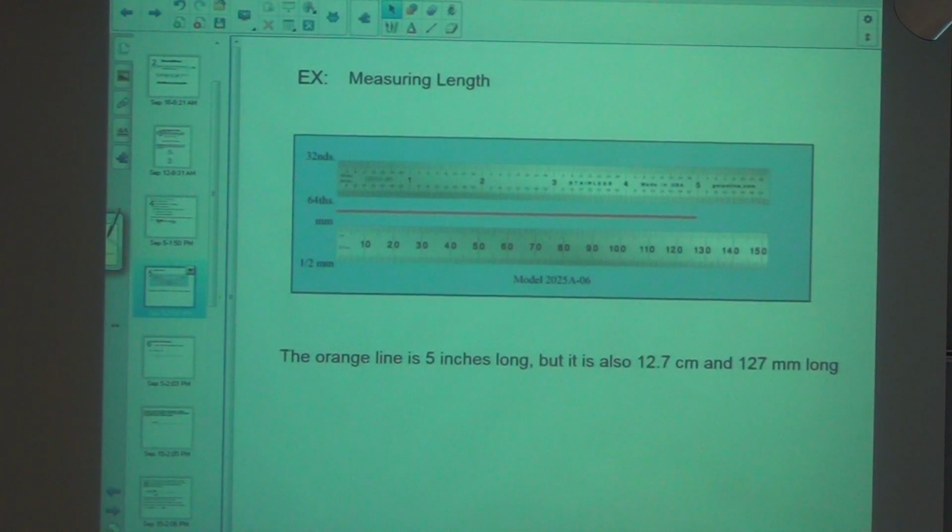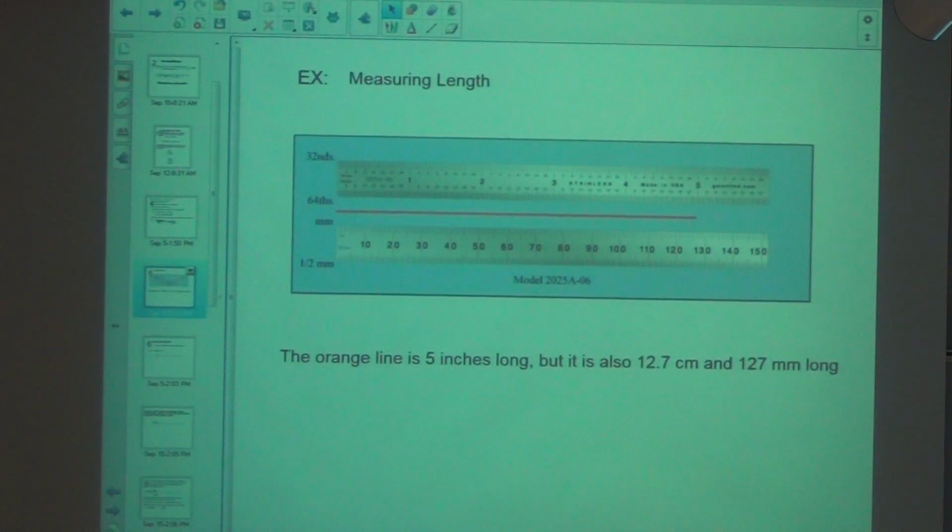So take a look at this one. Here's another example of measuring length. What we're interested in is the orange line that's drawn here kind of in between these 2 rulers. If you look at the length of the orange line, it's 5 inches long. Well, let's say we want to know what that is in centimeters. Well, we could take out a centimeter ruler, or a metric ruler, and place it next to that line and measure it directly. And we would see that it's about 12.7 centimeters, or 127 millimeters.